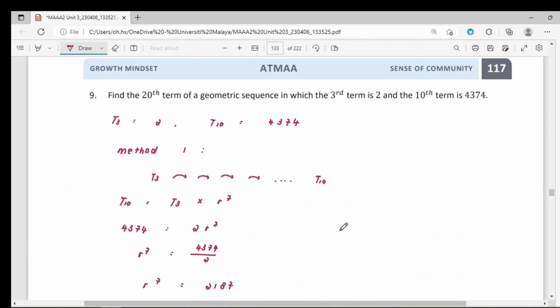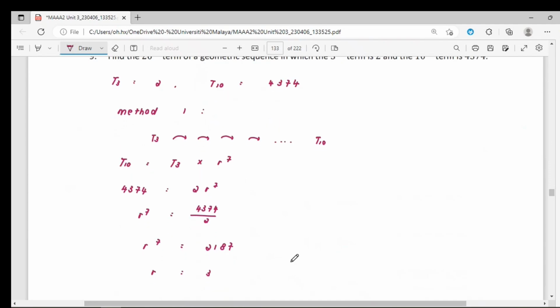The question asks for the 20th term. As we have R, we also need A. You can imagine the same idea here. Let's say to get the next term, my common ratio is to multiply by 3. To get the next term, I always multiply the previous term by 3. But to get my previous term, I can divide by 3. So if I have T3 now, to get my T1, I just take my T3 and divide by 2 times of R.